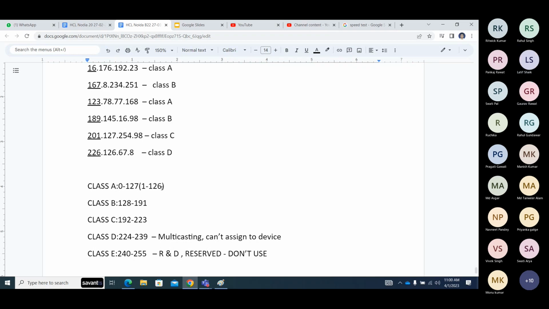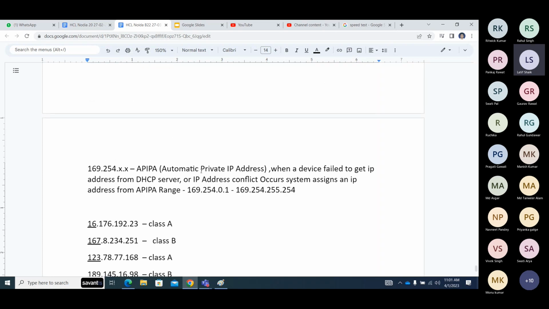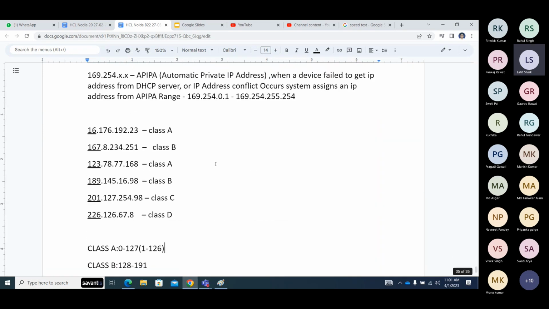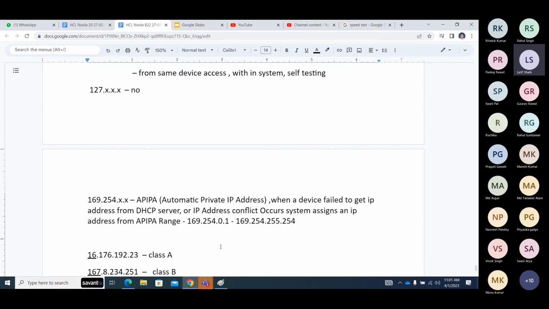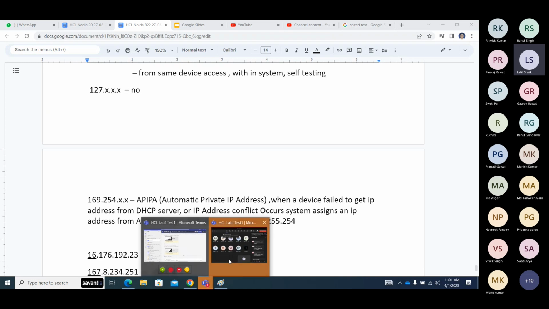Class A, 0 to 127. In certain textbooks it gives 1 to 126 only, or some textbooks 0 to 126, some 1 to 127. Whatever it is, why are they not mentioning 0 or 127 or both? There is a reason, guys. This is the original range, whether it is used or not.